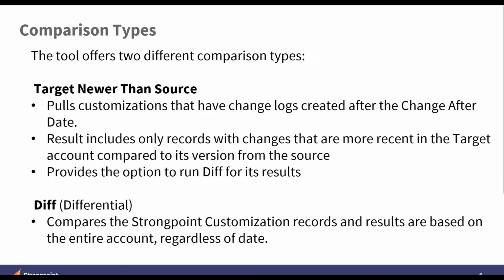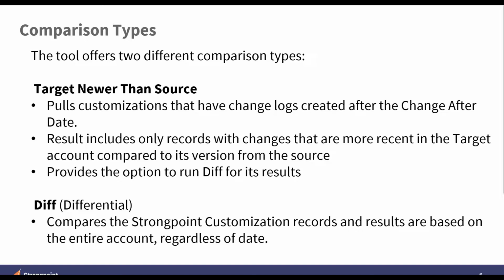Let's move on to the comparison types. The tool offers two different comparison types. One is the target newer than source. The target newer than source pulls customizations that have change logs created after the change after date. And you'll see this again while I walk through the demo. Secondly, the results only include records with changes that are more recent in the target account. And the other thing is that this type provides the option to run a diff for its results.